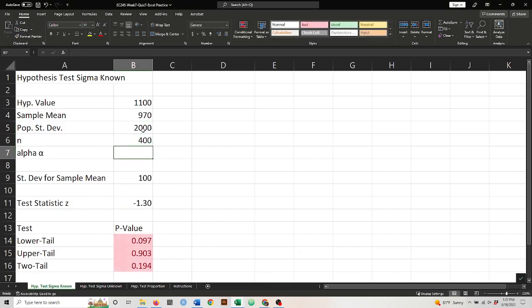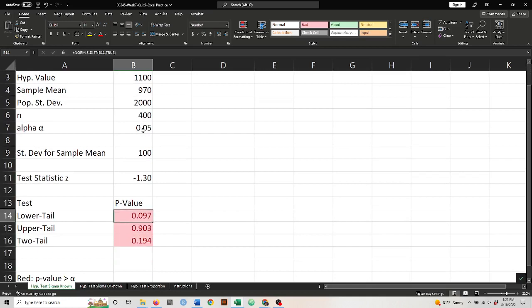400 in the sample, so a large sample, and 0.05 is our alpha that we have here. Okay, so everything else kind of fills in itself. We find the standard deviation for the sample mean, we find the test statistic, and remember we're doing a lower tail test in this case, so I just want to report the lower tail value, which is 0.097, the lower tail p-value that we have here.